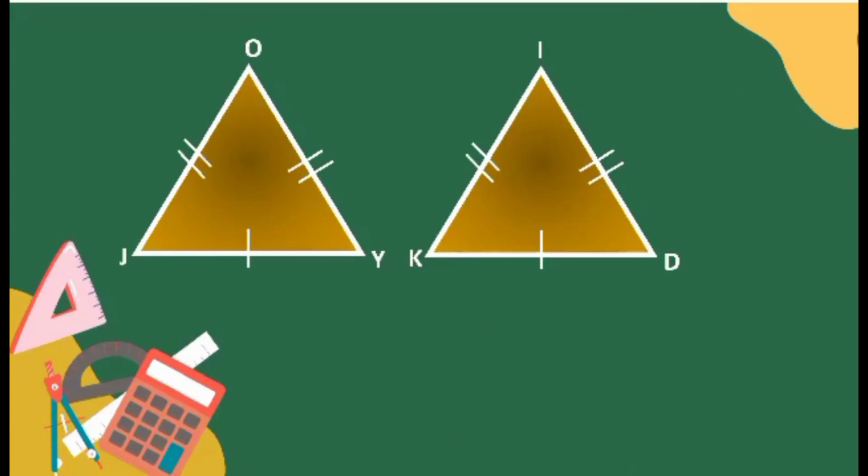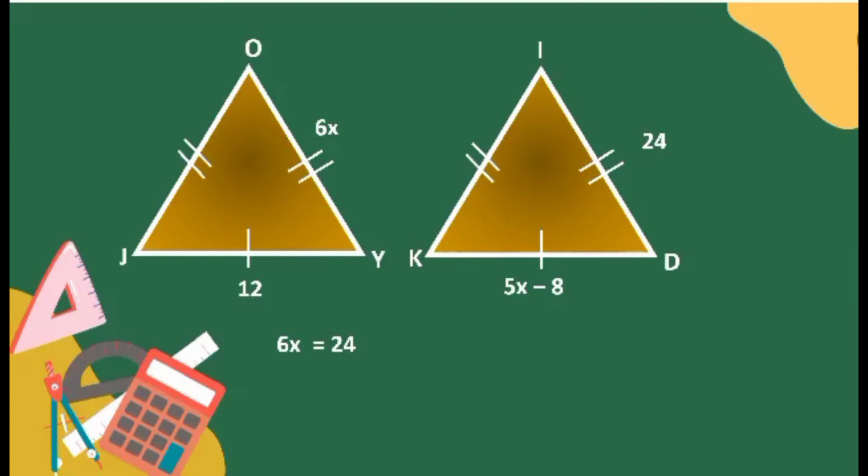So we have triangle JOY and triangle KID. Side JY measures 12 and side OY is 6x. Next, we have 5x minus 8 for side KD and 24 for side ID. We need to find the value of x so we can find the perimeter later. Now, we know that side OY is the corresponding side, or congruent, to side ID. So that is 6x is equal to 24.